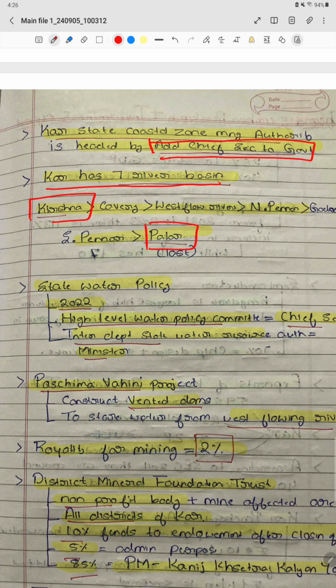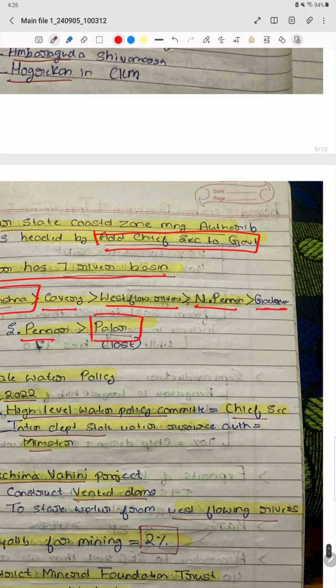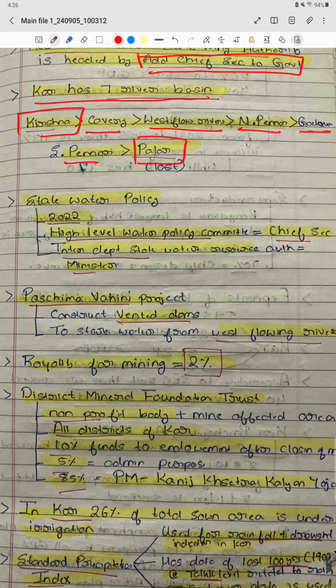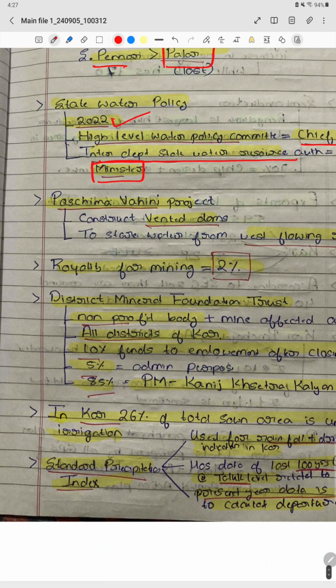After Krishna, we know that Kaveri is the second most important river. Then we have the west flowing rivers, then North Pennar, then South Pennar and Palar. I think this is Godavari. Then we have the state water policy, which was launched in 2022, and the high level water policy committee will be headed by the chief secretary, and the interdepartment state water resource authority will be headed by the respective ministers.